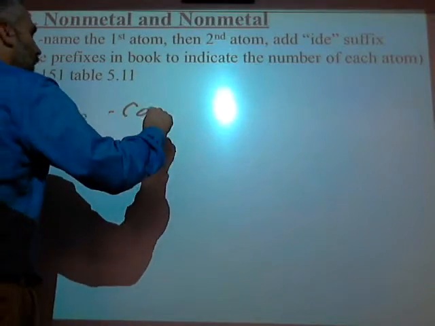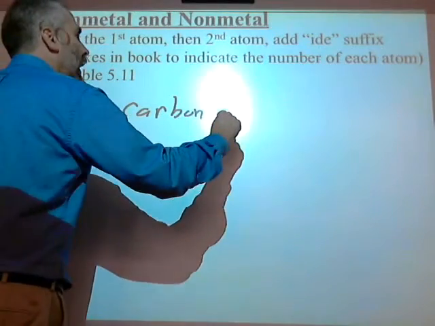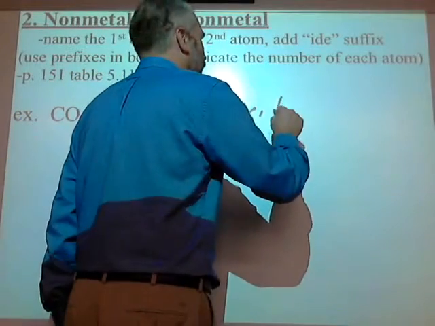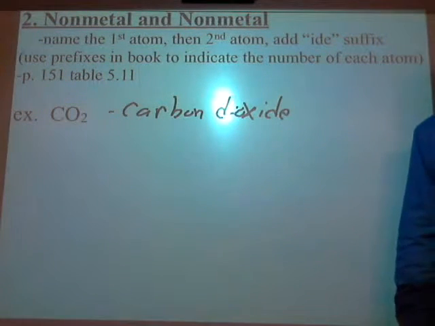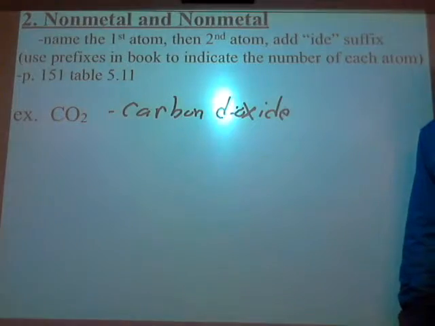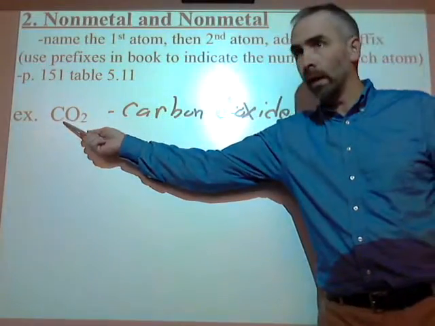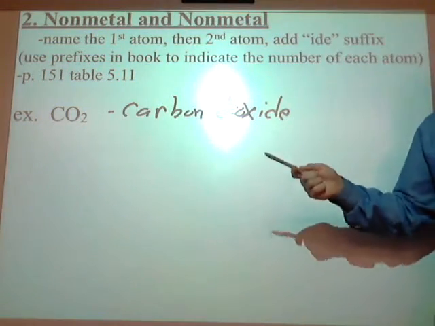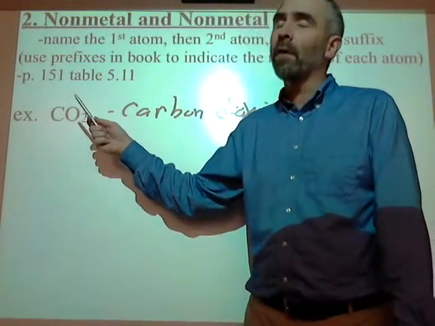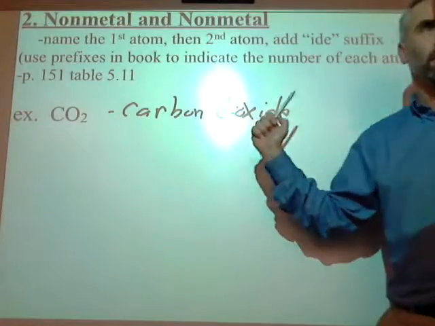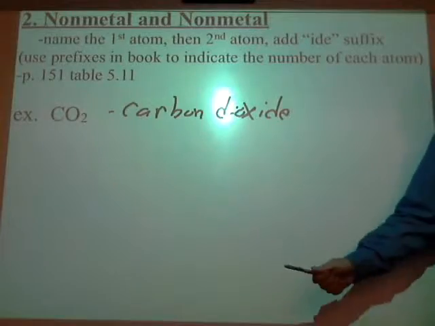Carbon dioxide. Now, some of you might be thinking, do I need to use the prefix in front of only the second one? Actually, no. You need to use it everywhere, with the exception of if the first one is just 1. So that's why this guy could be called carbon dioxide. But if there were, say, 3 carbons in here, I would have to call it tricarbon dioxide. Okay? Let's do some other examples and you'll see.